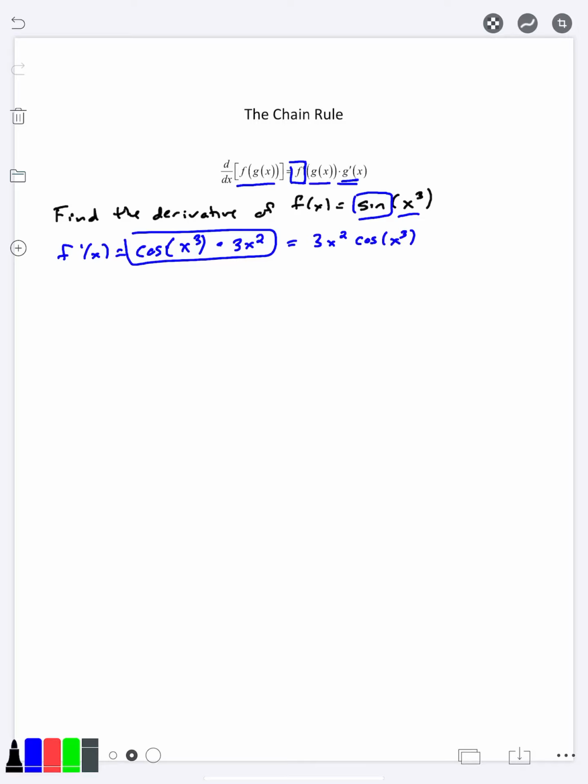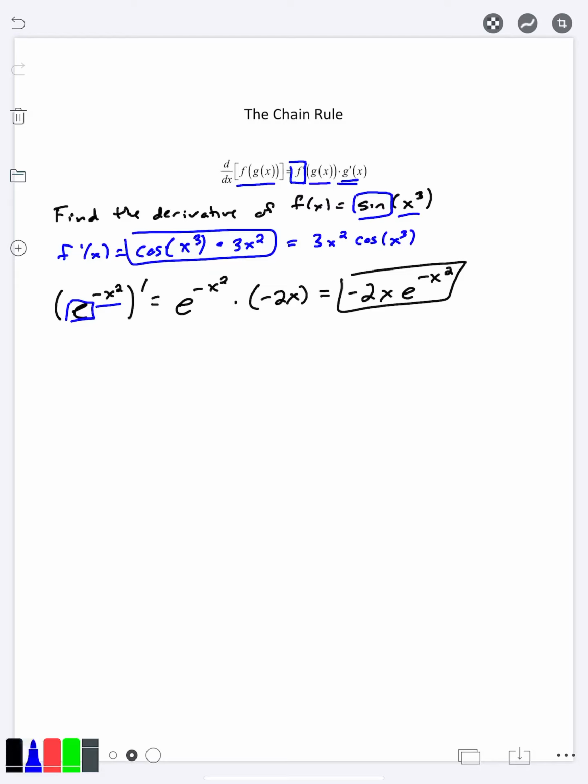Similarly, if I want to take the derivative of e to the negative x squared, well, the outer function is e to something, and the inner function is negative x squared. So the derivative of e to something is e to the same thing times the derivative of what's inside, which would be negative 2x. And again, we usually prefer this as negative 2x e to the negative x squared.